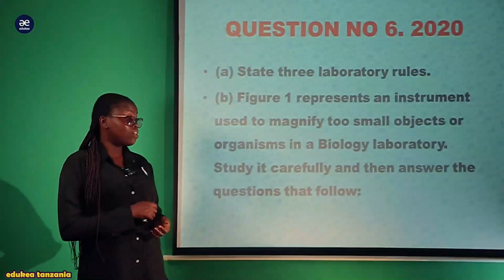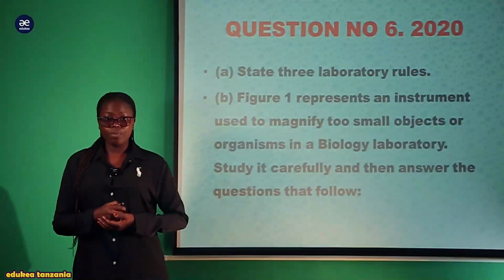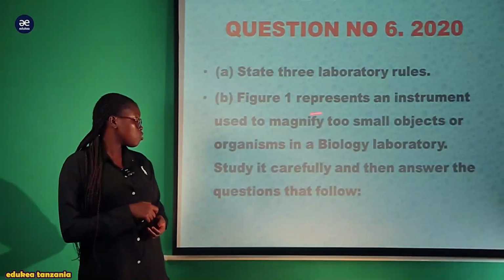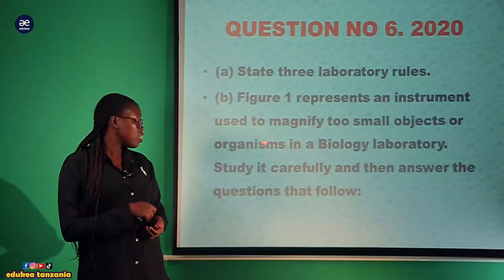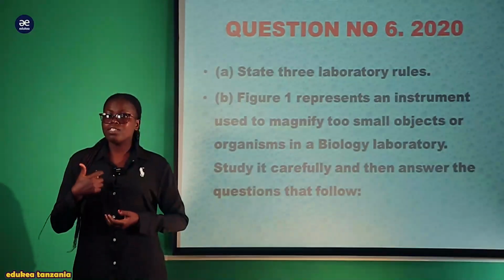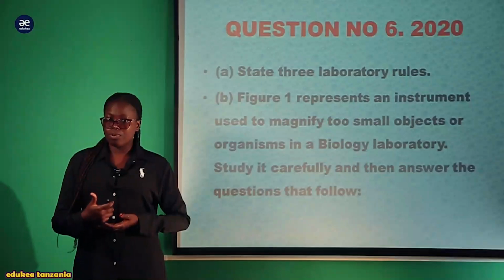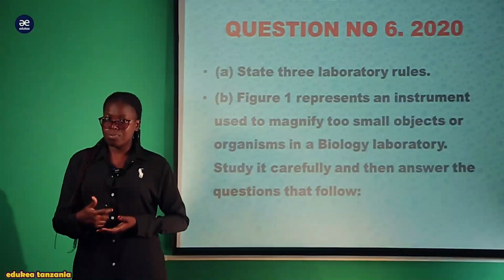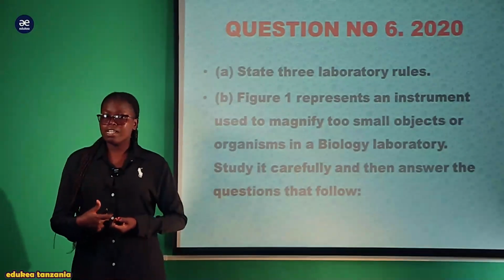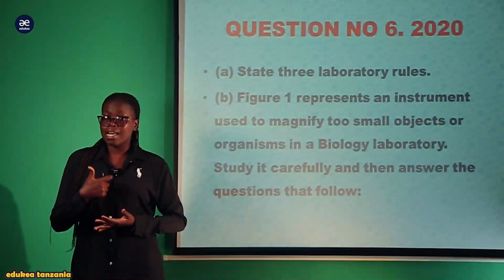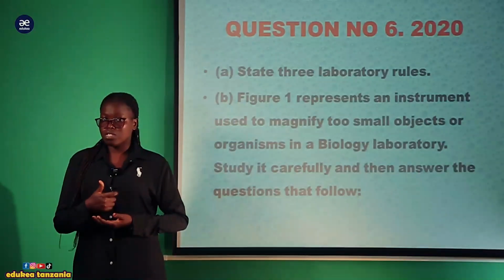While in question Roman B, you have been given a scenario that figure 1 represents an instrument used to magnify small objects or organisms in the biological laboratory. The instrument used in the magnification process in the laboratory is the microscope. So this is an instrument that is used by the biologist to magnify specimens which cannot be seen with our naked eyes, but which we can see by the use of this microscope.